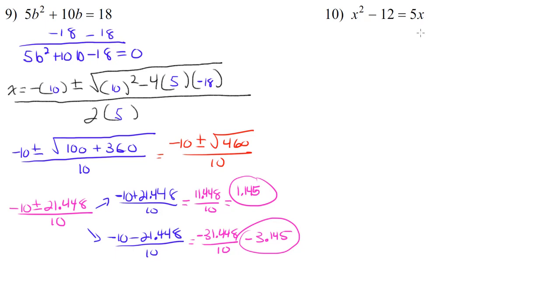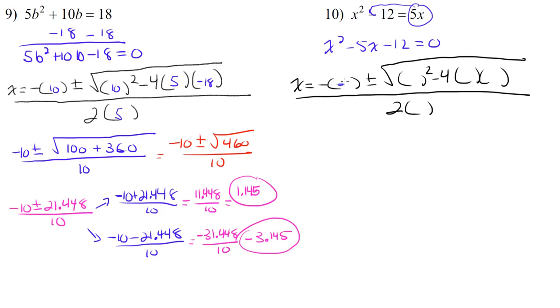To get number 10 into standard form, we need to take this 5x and move it over here. So we have here x squared minus 5x minus 12 equals 0. Now we can plug in our values. Our b value is negative 5, our a value is 1, and our c value is negative 12. So negative negative 5, so we have 5 plus or minus. Negative 5 squared is 25, and negative 4 times negative 12 is positive 48, over 2.